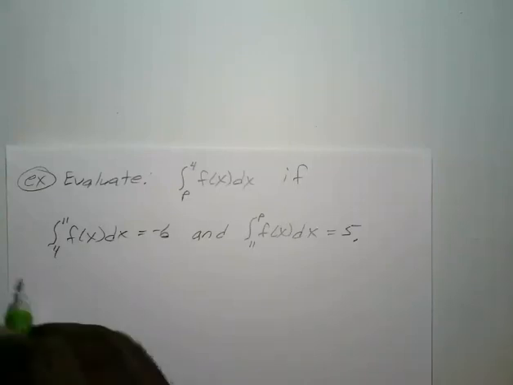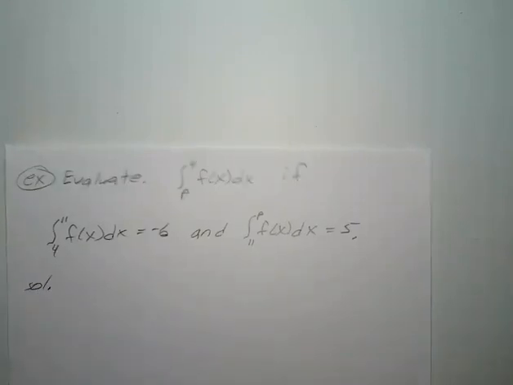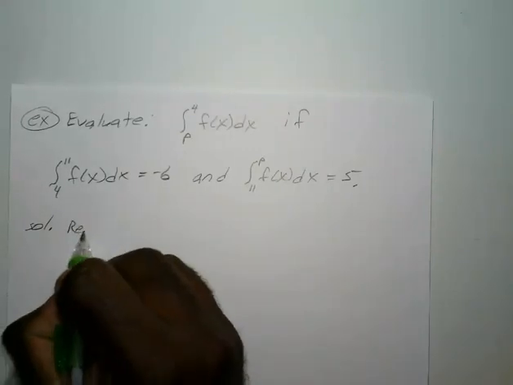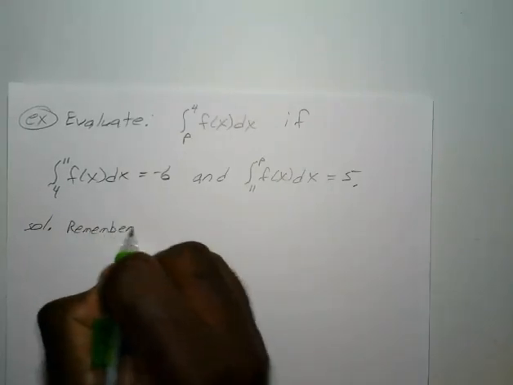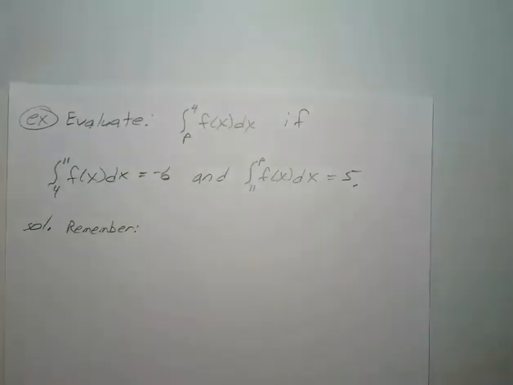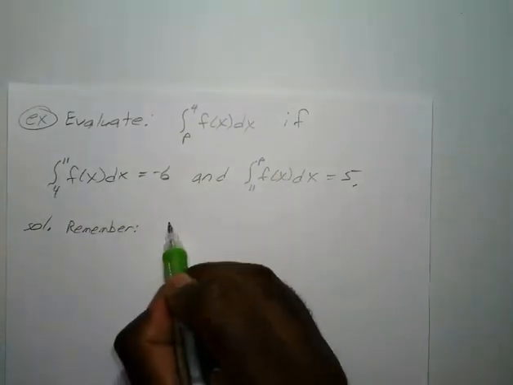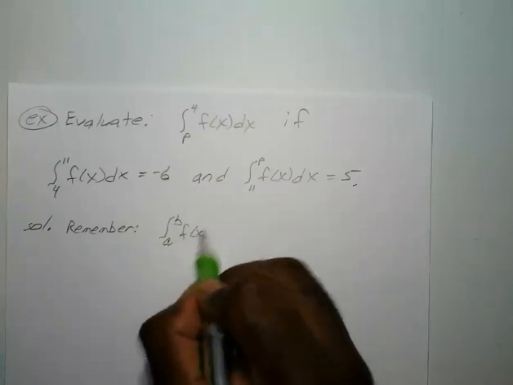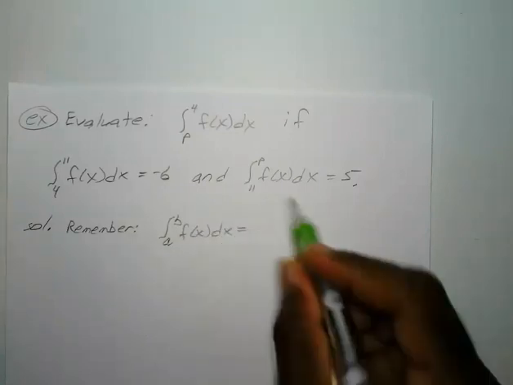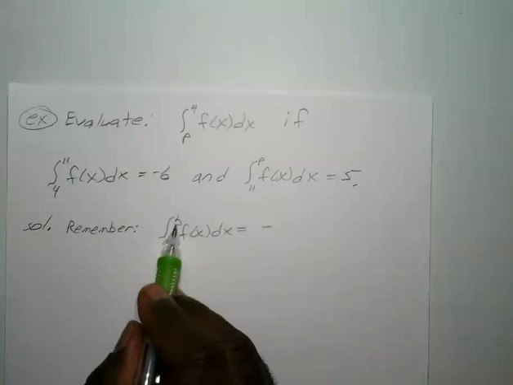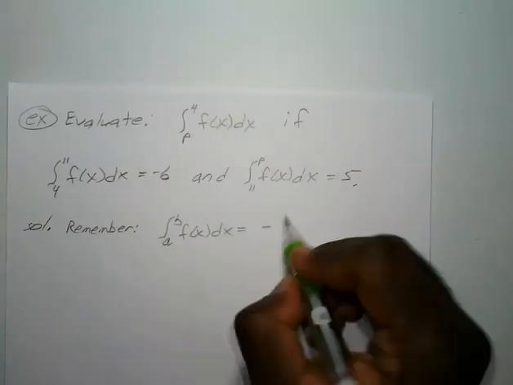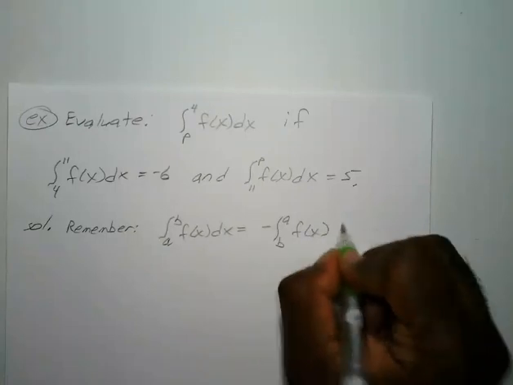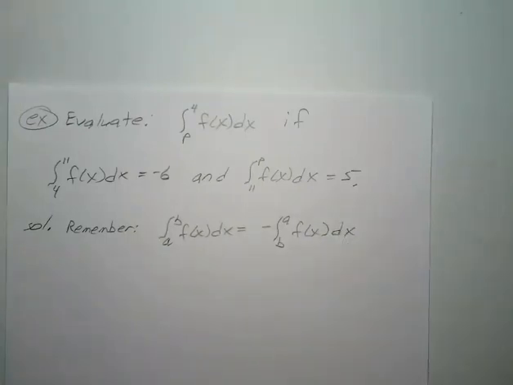Okay, so for this one, there are two things we want to remember that we'll need. You want to remember that the integral from a to b of f of x dx is equal to the negative, and we can switch those two around, the integral from b to a of f of x with respect to x.